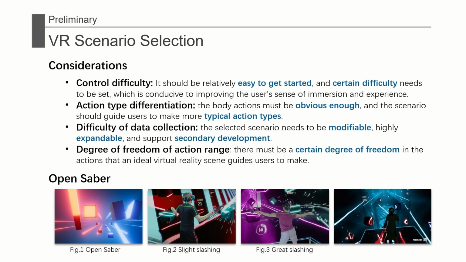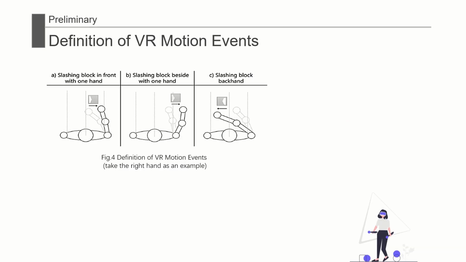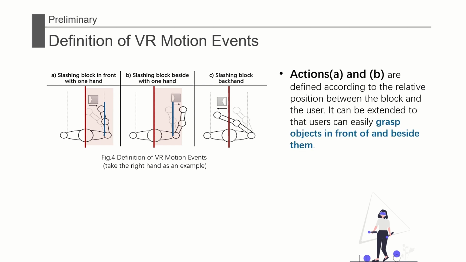After entering OpenSaver, players can score points by cutting up the rhythm blocks that fly at them from different angles to the beat of the music. And we summarize and define 3 main types of VR motion events: slashing in front, slashing beside, and slashing backhand. We set the user's shoulder and head as a reference system plane. Draw a 90-degree axis according to the right shoulder. When the block flies to the user, if it is located on the side near the head at the dividing line, it will be counted as event A. Otherwise, it is counted as event B.